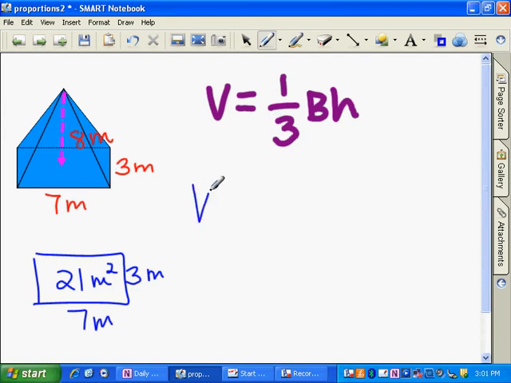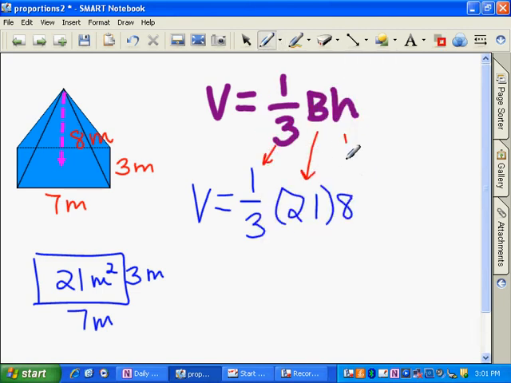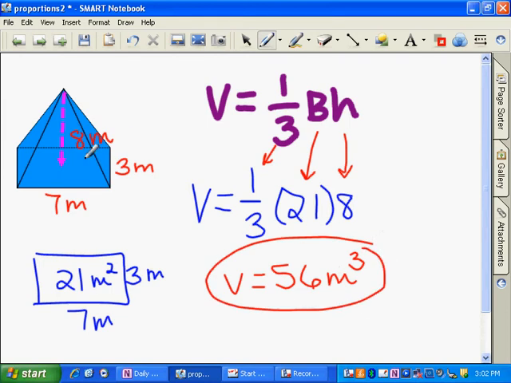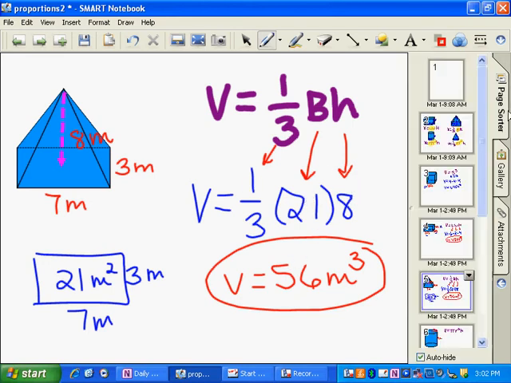So when I'm using this formula here and I plug everything in, it's going to be 1/3 the area of the base, which is 21, times the height, which is 8. So you can see in here, all I did is I plugged in 1/3 area of the base times the height. And when you do your math on this one, you end up with 56, and it's cubic meters. So this pyramid holds 56 cubic meters. Okay? Because remember, you're doing 21 times 8, and then you have to divide by 3 to get the 56.